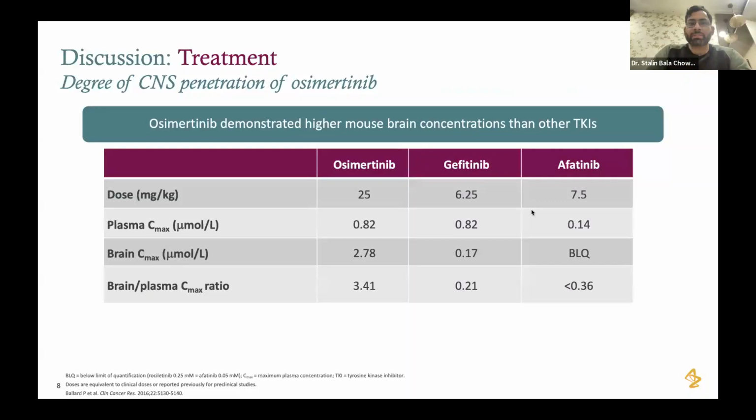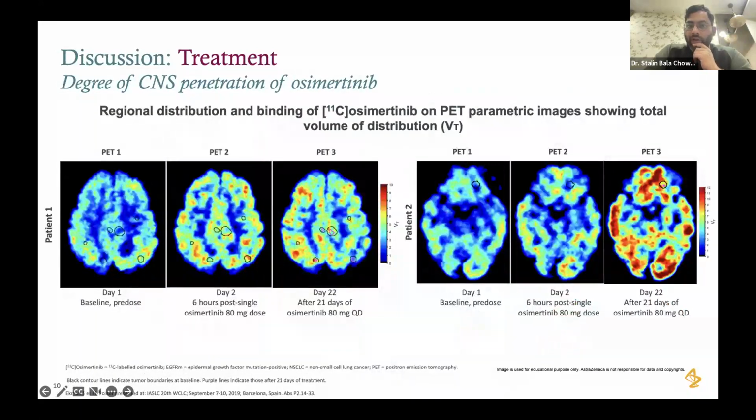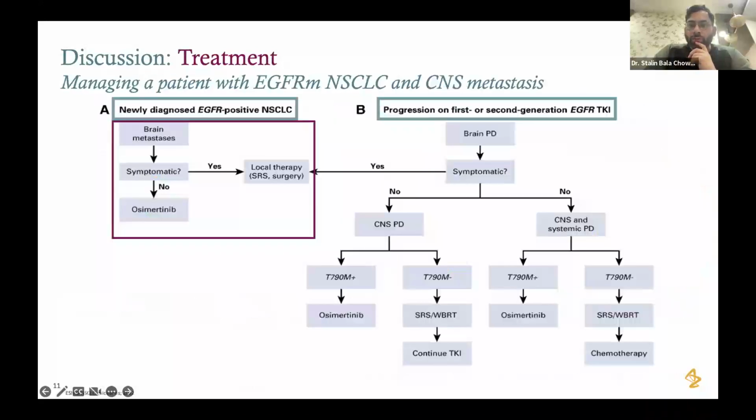And this is the CNS penetration of osimertinib. Of the molecules available, osimertinib is the molecule achieving the highest brain concentrations and ratio of brain to plasma concentration, and significantly crosses the blood-brain barrier. This is with the radio-labeled ligand showing that osimertinib can penetrate the blood-brain barrier and enter the brain at significant concentrations and achieves a good volume of distribution in the brain.